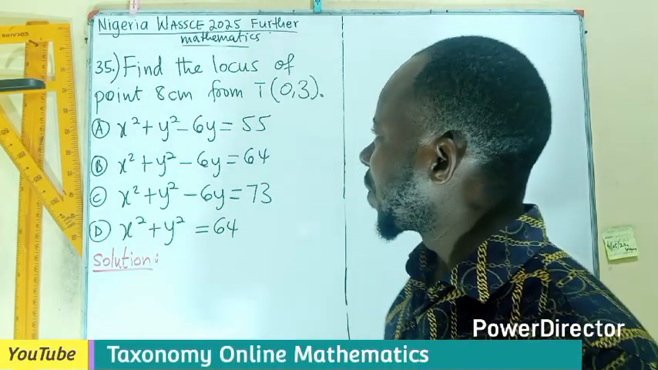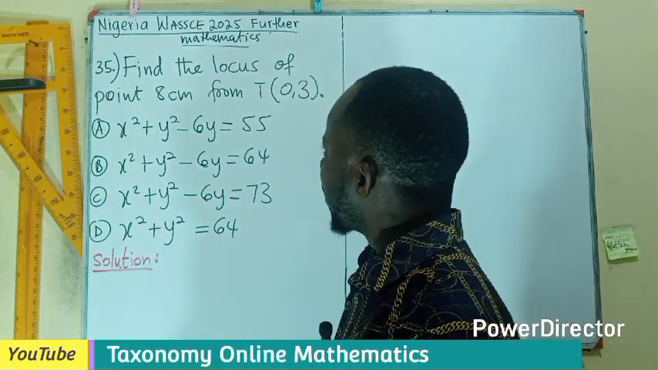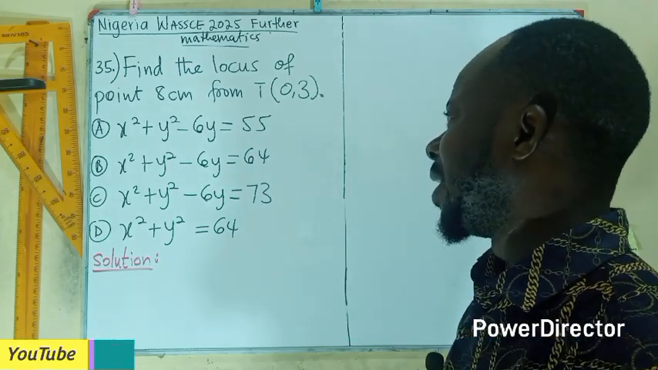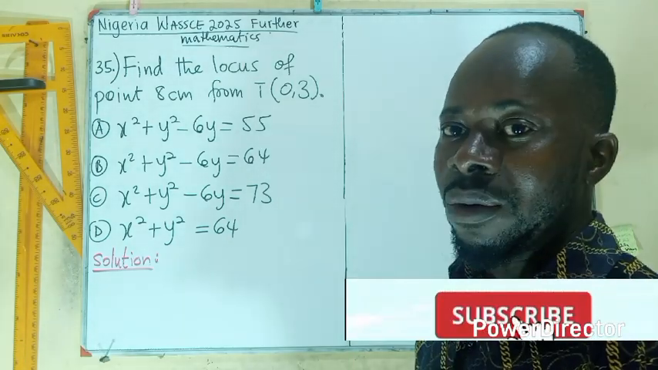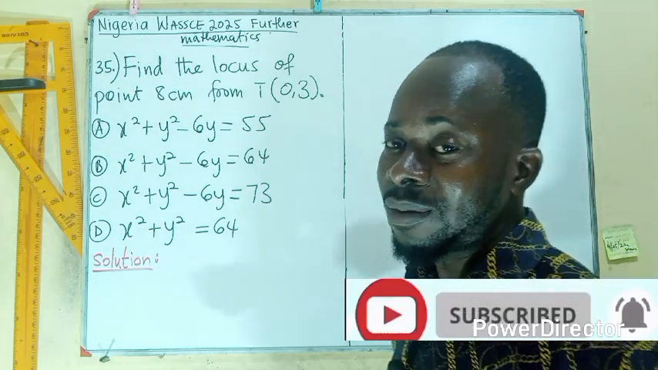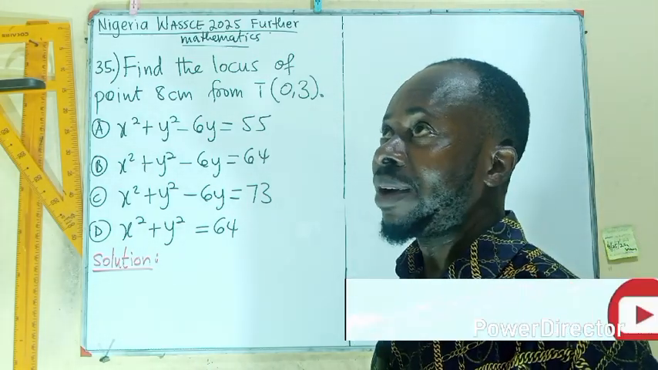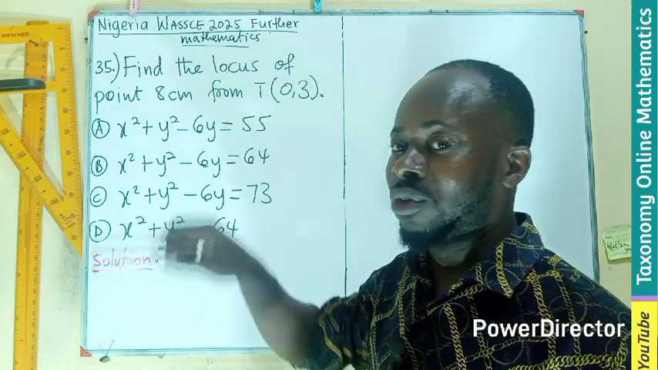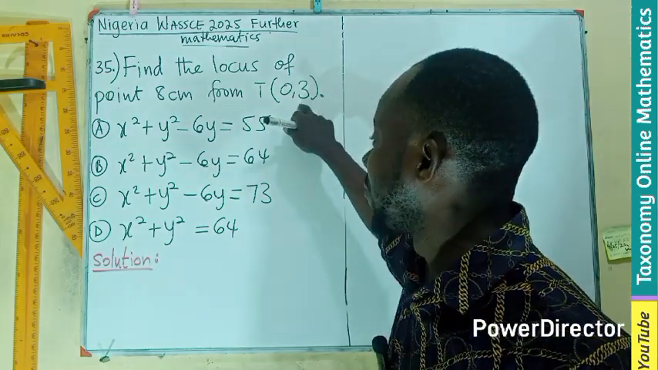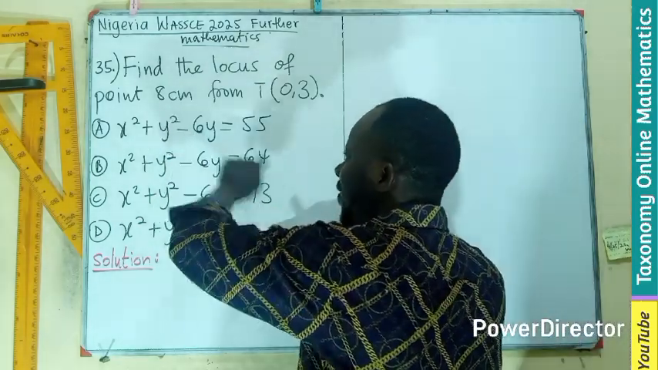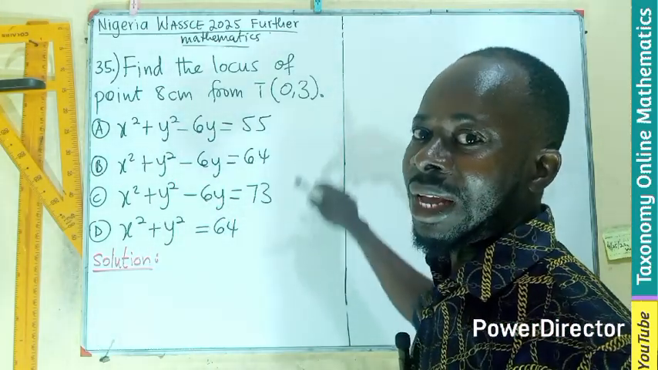Welcome to question 35. We are to find the locus of a point 8 centimeters from a given point (0, 3). Now, if we are talking about the locus of a point from a given point, we are referring to a circle, because this point is 8 centimeters away. It can be in any direction.